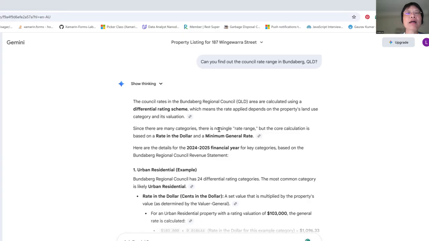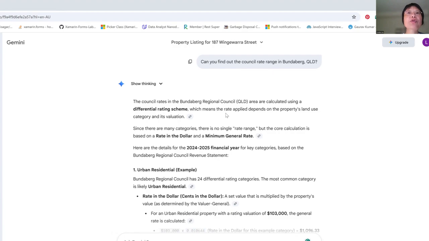In those areas, many building insurance premiums and council rates are very high compared to other areas in Australia. So we can use ChatGPT or Gemini to help us do some simple research and risk screening to identify potential red flags. Now, I will start sharing this page.